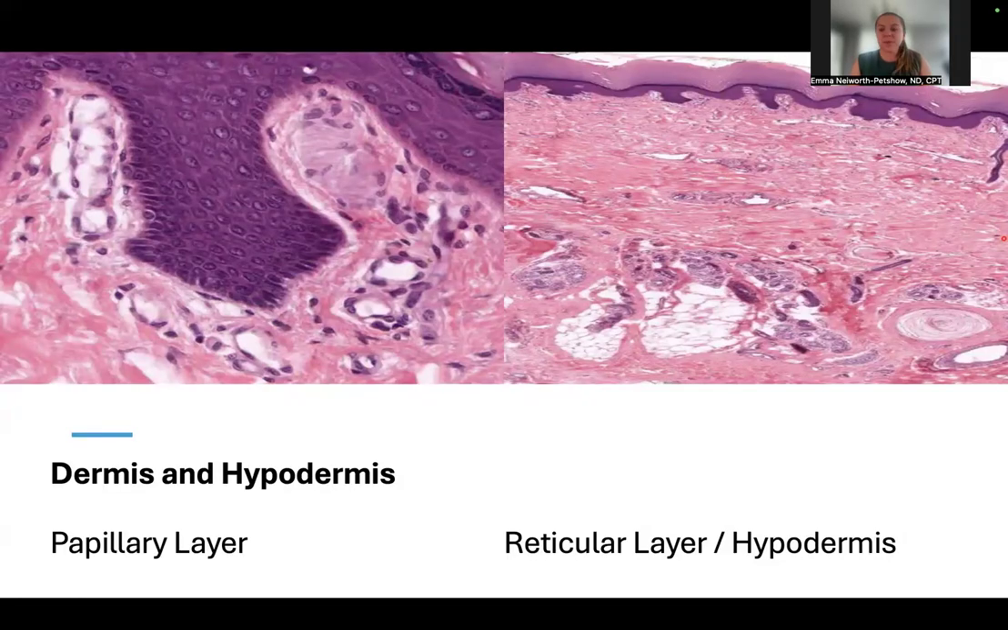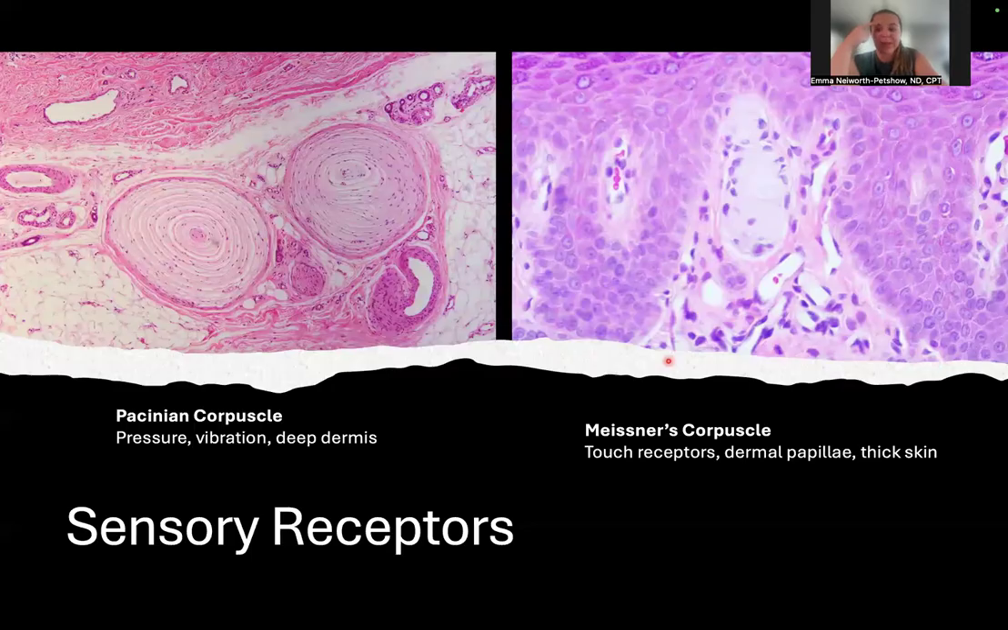The dermis and the hypodermis are the next layers of our skin. We have the papillary layer of the dermis, and then we have the reticular layer, and then the hypodermis beneath. So reticular layer and hypodermis beneath. When we look at what else could be located in these layers, we have some sensory receptors.